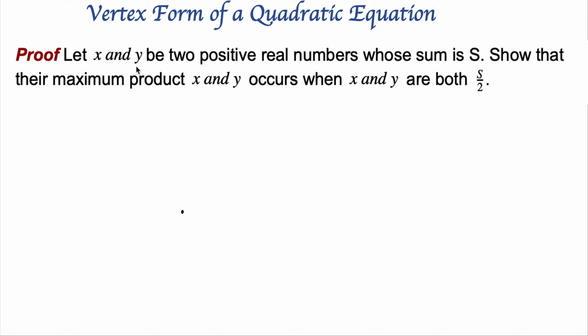Quadratic equation. Prove that if x and y are two positive real numbers whose sum is s, then show that their maximum product x times y occurs when x and y are both s divided by 2.